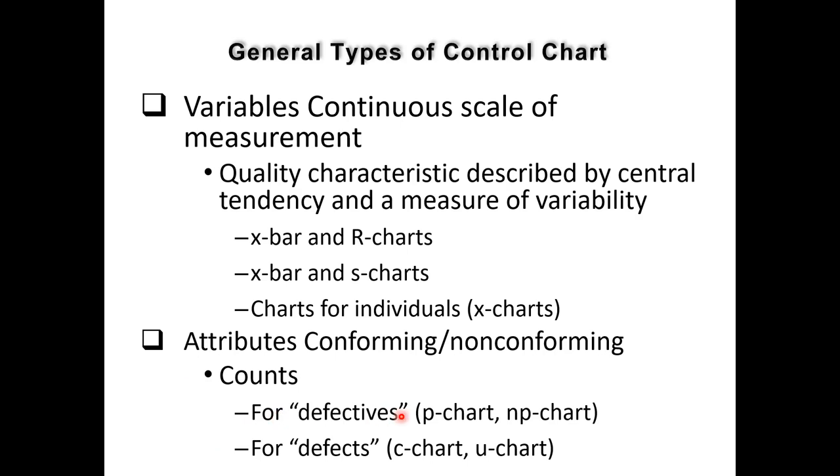So there are two types of attribute control chart: P chart and NP chart, or C chart and U chart. So P and NP chart, C and U chart are the attribute control charts. It is used because your quality data comes from attribute data, or data in terms of counts.